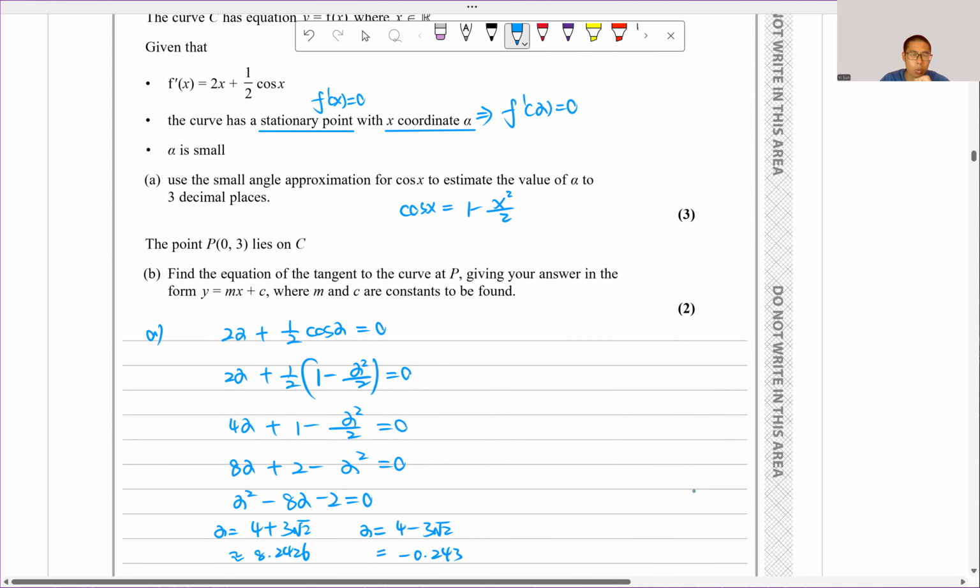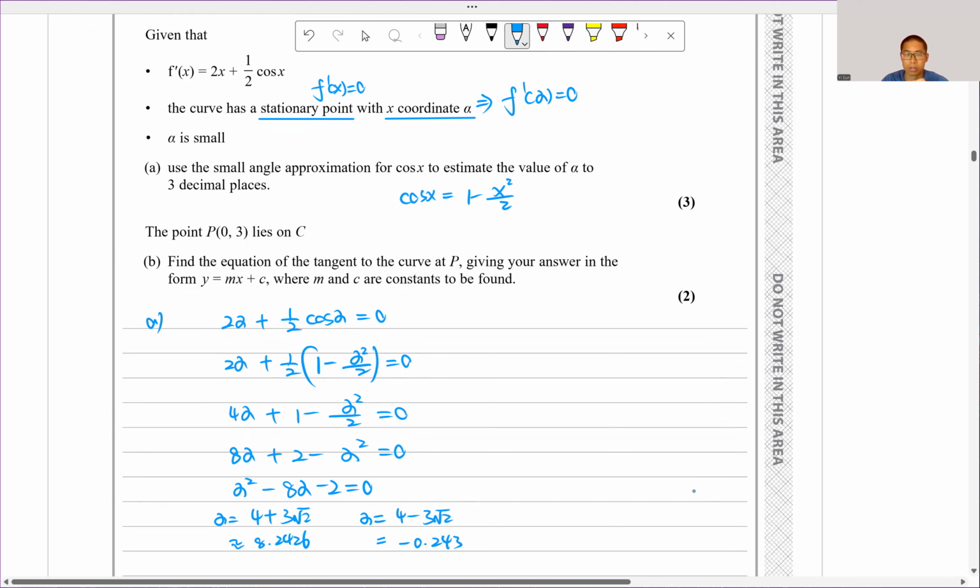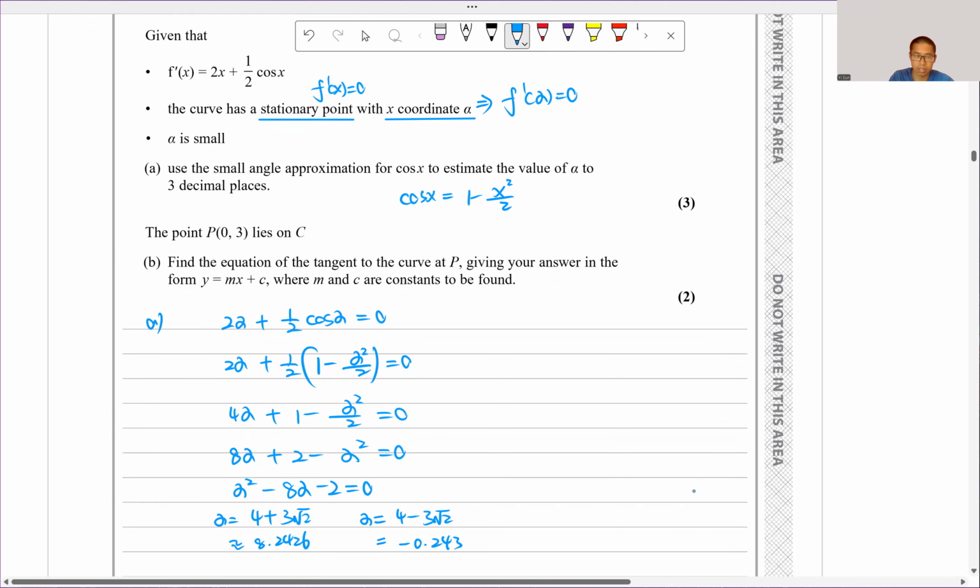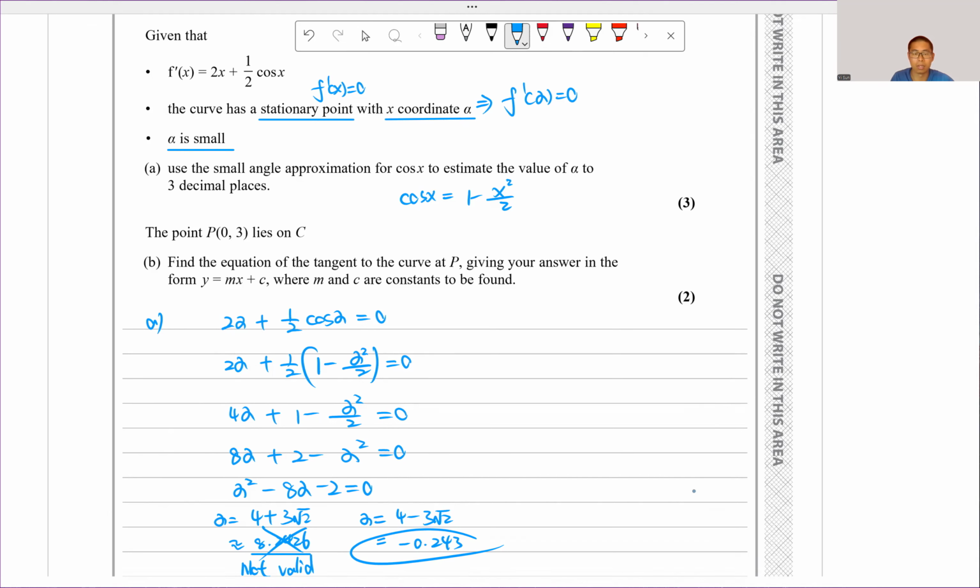But be careful. We're using a small angle approximation and they tell us specifically alpha is small. So that means 8.2426 cannot be our solution because that's not a small value. So not valid. So the only possible solution is just negative 0.243. You have to be careful on that, otherwise you'll lose 1 mark. And then part B, the point P(0, 3) lies on C.